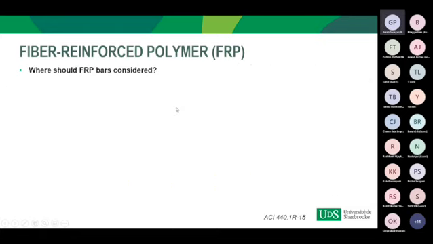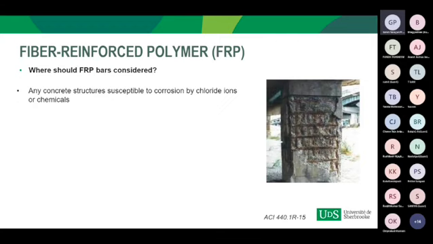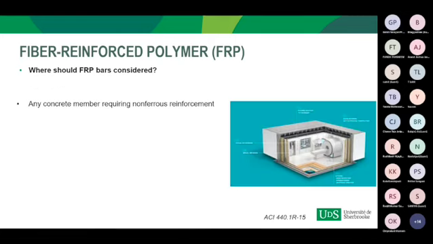So the important question is where should we consider FRP bars? As I told you, FRP bars are good in corrosion. They can provide better resistance against corrosion. They are lightweight, non-conductive, and magnetic free. So we can use them for any structure susceptible to corrosion by chlorides and or chemicals, and any concrete structure requiring non-ferrous reinforcement due to electromagnetic considerations, like an MRI room.